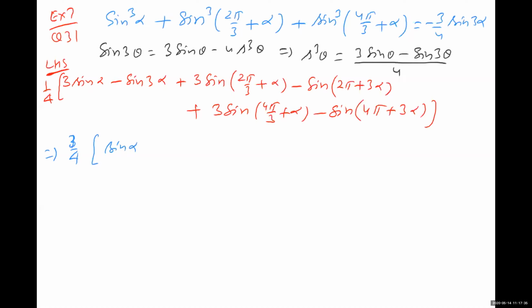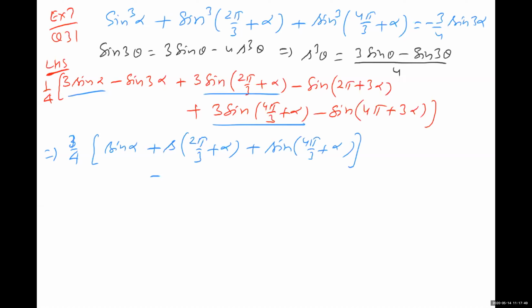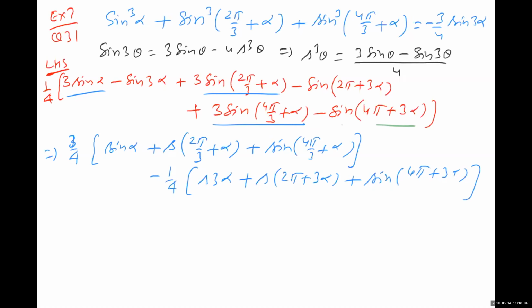3 upon 4 (sine alpha plus sine (2 pi by 3 plus alpha) plus sine (4 pi by 3 plus alpha)). This term, and this term. Minus 1 upon 4 (sine 3 alpha plus sine (2 pi plus 3 alpha) plus sine (4 pi plus 3 alpha)). Remaining terms. This term, and this term. Now I think you can solve very easily. This is equal to 3 upon 4 sine alpha.